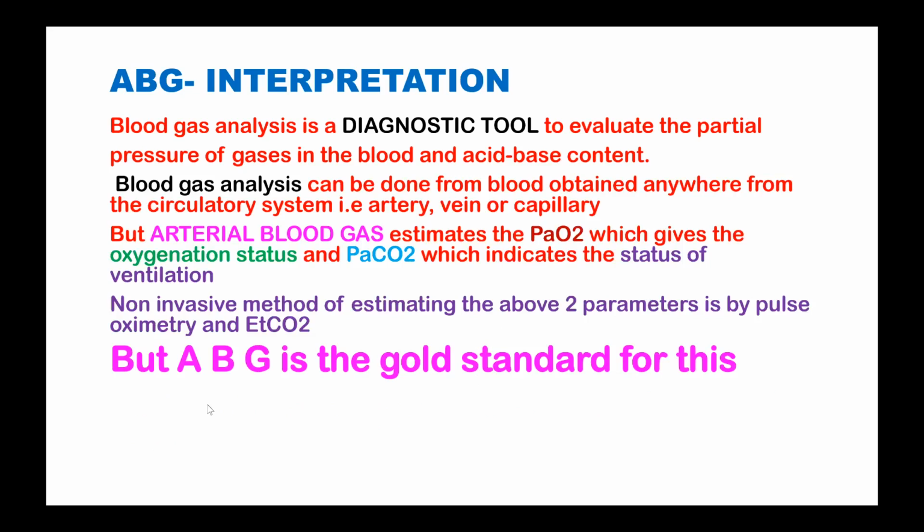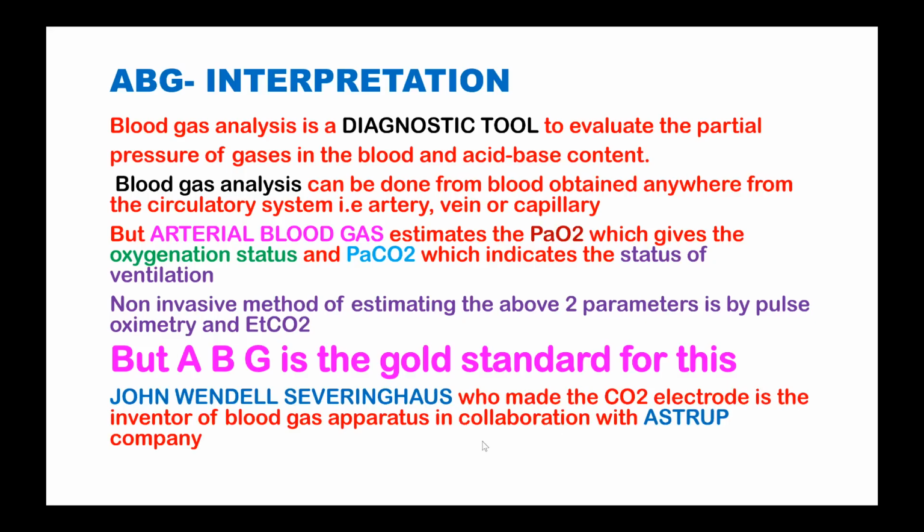Supposing they ask you the name of the person who introduced this ABG, who was the person responsible for introducing this concept of analyzing the arterial blood gas sample? John Wendell Severinghaus. He was the man who, in collaboration with a company called Astrup, was responsible. He made the CO2 electrode also to measure the values of carbon dioxide in the arterial blood sample. He was the man who introduced the method of arterial blood gas analysis.